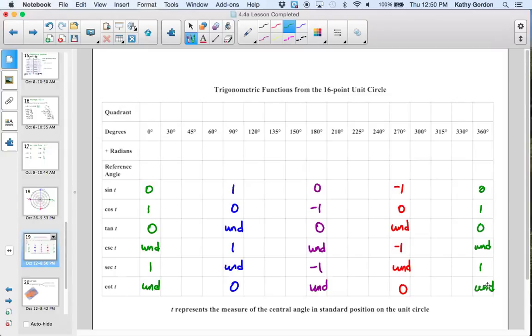And you'll notice that the first row across is asking you which quadrant you're in. Well, for these, you're not in a quadrant. You are on an axis. So the best way to label these is based on which axis you're on. For 0, we're on the positive x-axis. For 90, we're on the positive y-axis. 180, we're on the negative x-axis. 270, the negative y-axis. And then 360, we're back up to positive x.